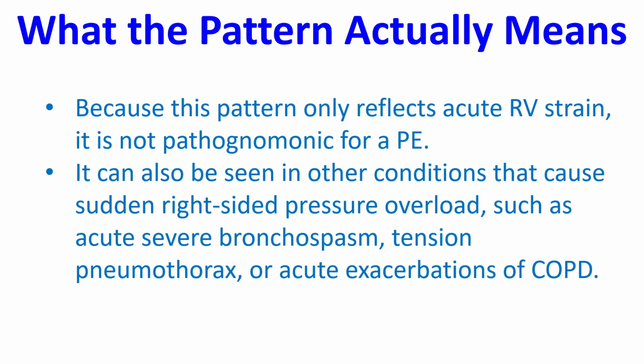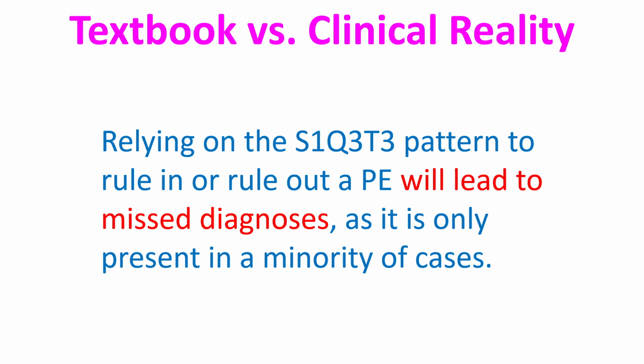Because this pattern only reflects acute RV strain, it is not pathognomonic for a pulmonary embolism. It can also be seen in other conditions that cause sudden right-sided pressure overload, such as acute severe bronchospasm, tension pneumothorax, or acute exacerbations of COPD. Relying on the S1Q3T3 pattern to rule in or rule out a pulmonary embolism will lead to misdiagnosis, as it is only present in a minority of cases.